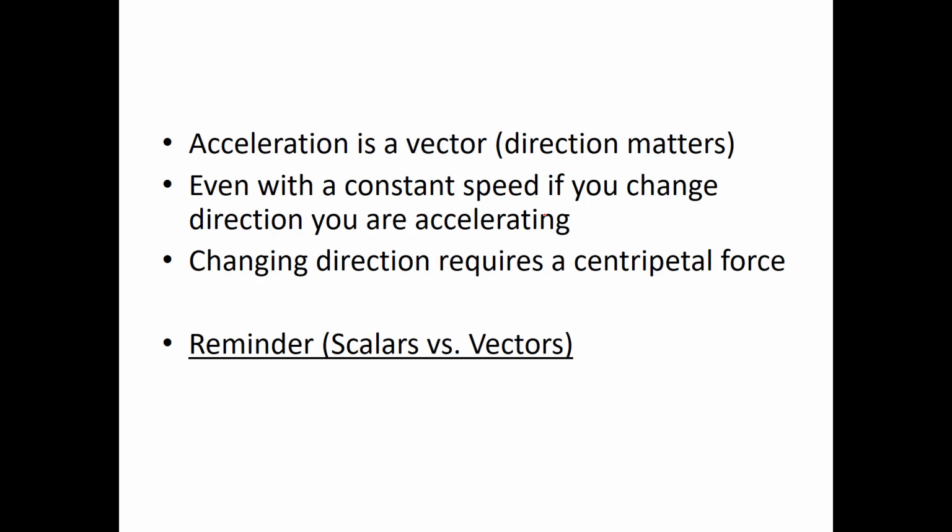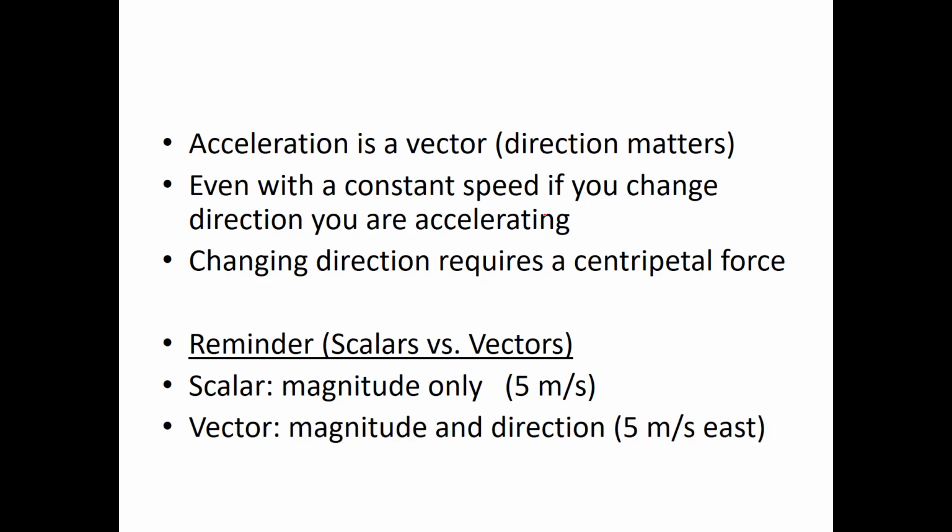Acceleration is a vector, so direction matters. Even if you change your direction but not your speed, remember scalars and vectors. Scalars are magnitude only, like 5 meters per second. Vectors are magnitude and direction, like 5 meters per second east. So if I change direction but not my speed, it is still considered a change of velocity, which is acceleration. Only one of these two factors, speed or direction, has to change for it to be considered acceleration. That's why there's a centripetal acceleration equation in this section.